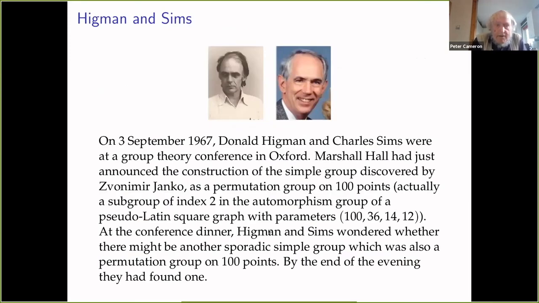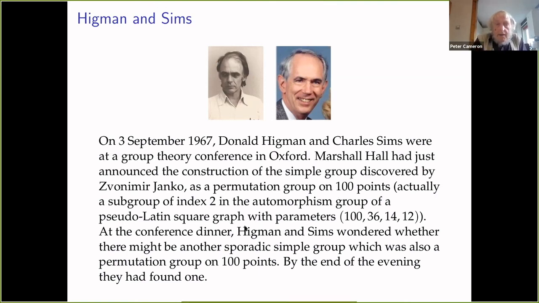Then what happened? Well, in 1967, Donald Higman and Charles Sims were at a group theory conference in Oxford. That was the year before I arrived in Oxford, so I missed this occasion. At the conference that day, Marshall Hall had just announced the construction of a new sporadic simple group. This was Janko's second group, J2. He constructed it as a permutation group on 100 points. Actually, he constructed a pseudo-Latin square graph with these parameters 100, 36, 14, 12, and found that its automorphism group had a subgroup of index 2, which was the Janko group.